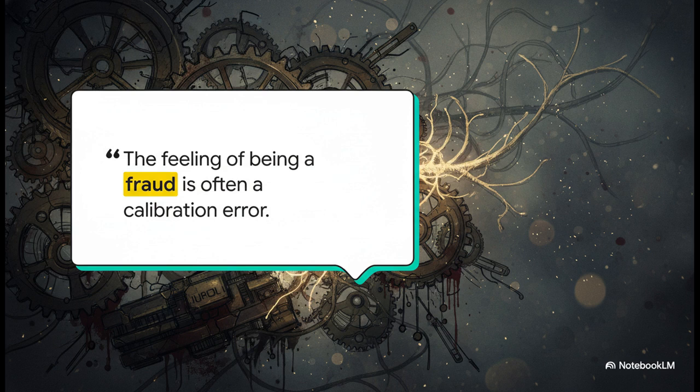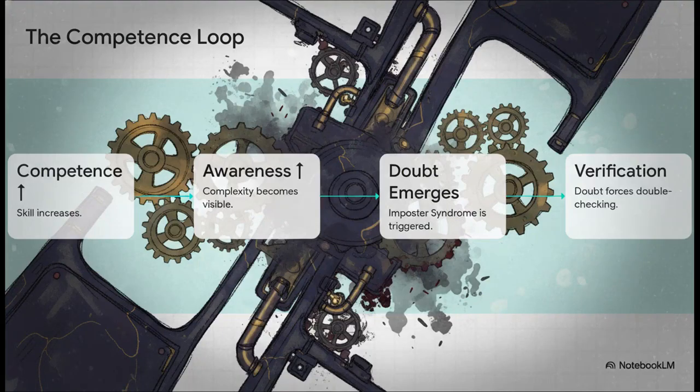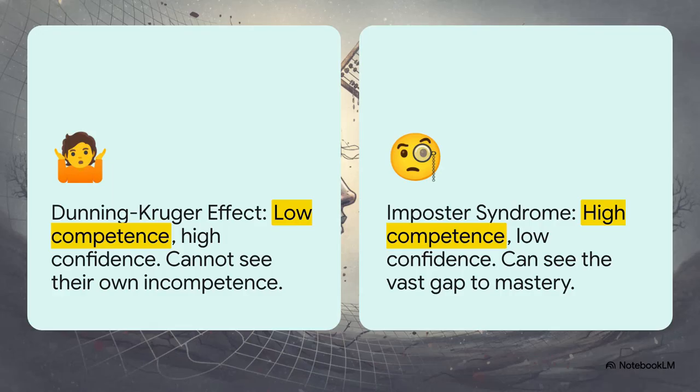This feeling isn't a bug that needs to be fixed. It's a high-sensitivity internal error detection system. It's a feature. And it functions as this beautiful homeostatic loop. As your actual competence in something increases, so does your awareness of how complex it is. You start to see how much you don't know. This triggers doubt, that feeling of being an imposter. But then that feeling of doubt triggers verification and double-checking, which in turn actually increases your competence. It's a self-correcting engine.